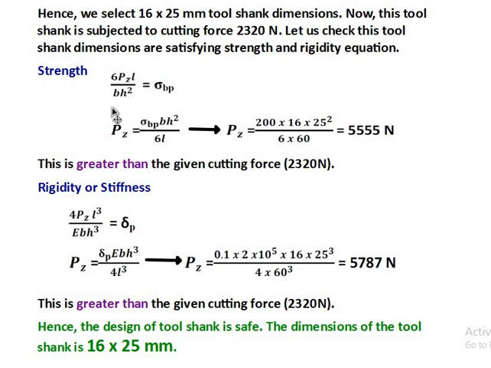When you substitute the values in the strength equation, you will get 5555 Newton. That is greater than the given cutting force. Similarly, you substitute 16 cross 25 in the rigidity or stiffness equation, and if you substitute these values, you will get 5787 Newton. Again, this is also greater than the given cutting force. Hence, the design of the tool shank is safe. So finally, we can conclude the dimensions of the tool shank are 16 cross 25 mm.